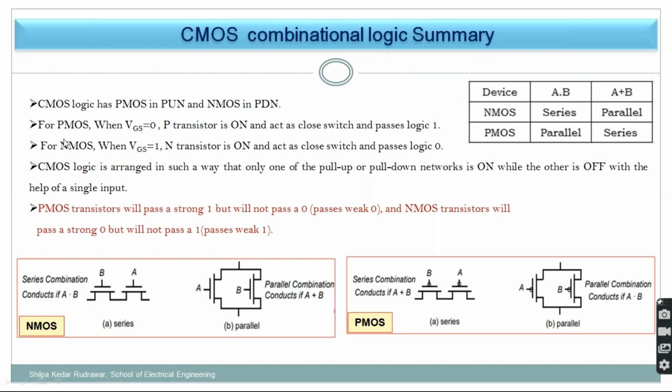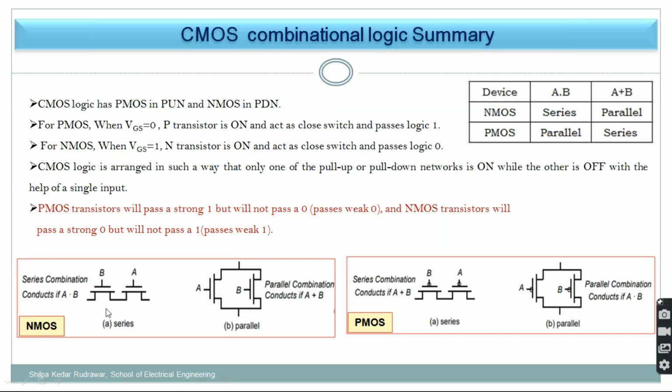Now PMOS turns on for logic 0, and NMOS turns on for logic 1, because PMOS is an active low device and NMOS is an active high device. Active low means for 0 it will turn on, and once it is on and connected in the pull up network, it passes a strong 1. And NMOS passes a strong 0. As CMOS logic uses PMOS and NMOS, only one network will be on at a time, and that's why there is low power dissipation. So this we have cleared.